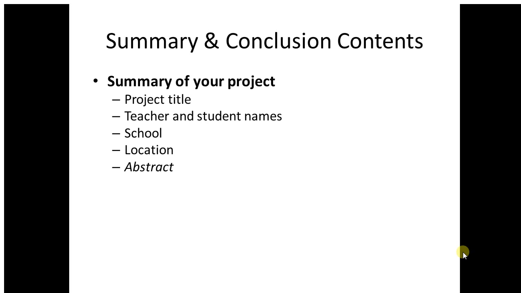Let's talk a little bit about what's expected in the summary and conclusion contents of the project. For the summary component of your project, you will be expected to have a project title that will also include the teacher and student names that were participating on the project, the school within which the project was developed, the location of the school, and an abstract. Don't worry too much about the abstract in terms of details, but the abstract should at least be 4 to 6 sentences and no more than 250 words.